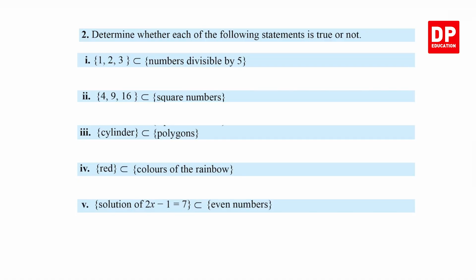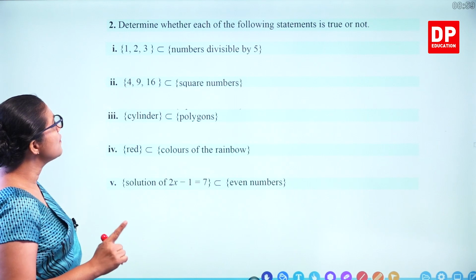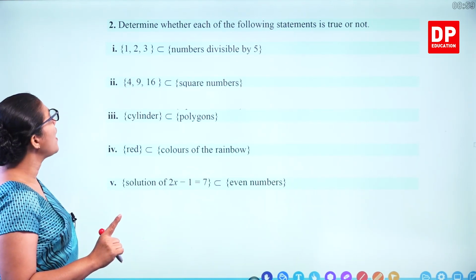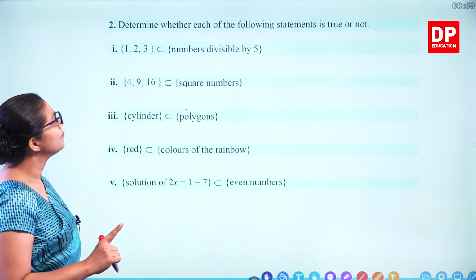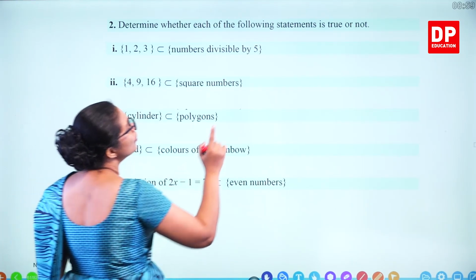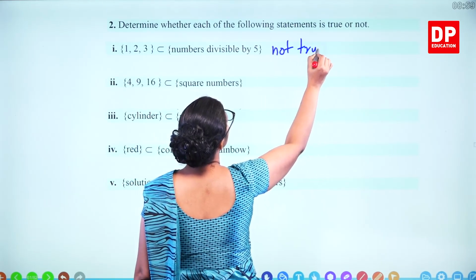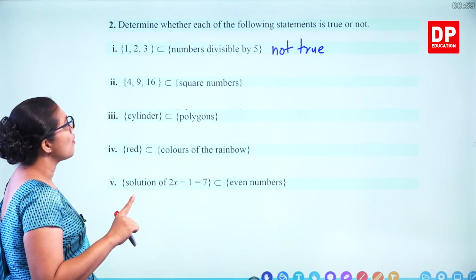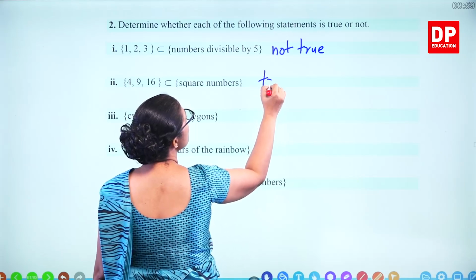Determine whether each of the following statements is true or not. {1, 2, 3} is a subset of numbers divisible by 5. Numbers divisible by 5 means 5, 10. So {1, 2, 3}, not. So not true. {4, 9, 16} is a subset of square numbers. Yes, those are square numbers. That's true.